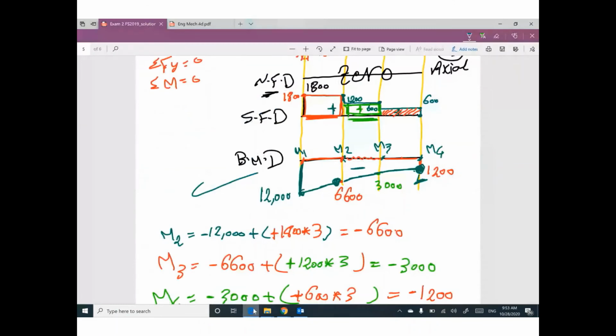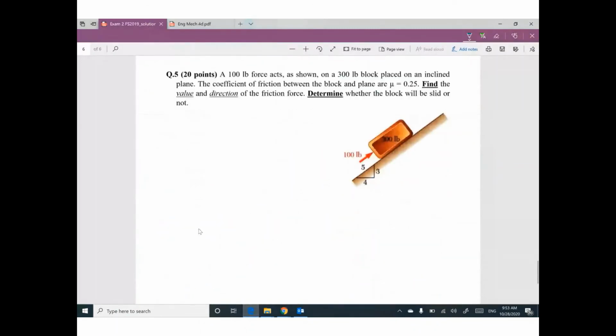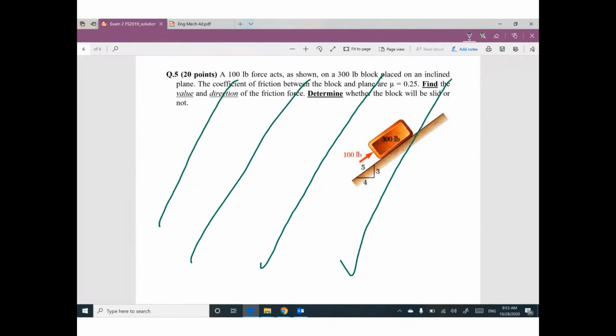The last problem in this exam, we didn't cover it yet. It will be included in exam number 3. It is about friction.